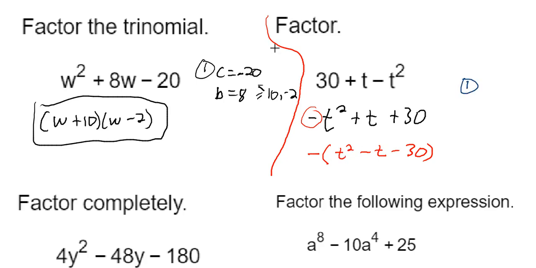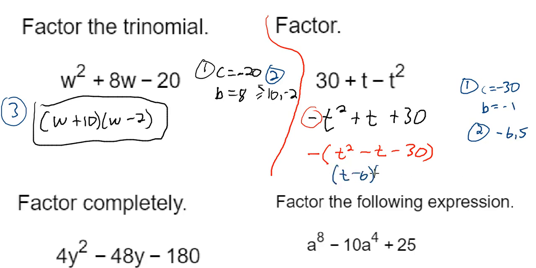So step 1, I'm not putting my steps very good here. This is step 2, this was step 3. Step 1, c is equal to negative 30, b is equal to negative 1. So we need two numbers that multiply to negative 30 and add to negative 1. It's going to be negative 6 and positive 5. Right? That multiplies to negative 30, adds to negative 1. So this will factor as t minus 6, t plus 5. Copy down the common factor, which is the negative sign, and that's what we would type into Math Excel.